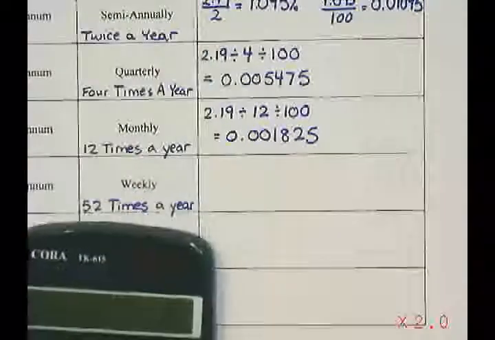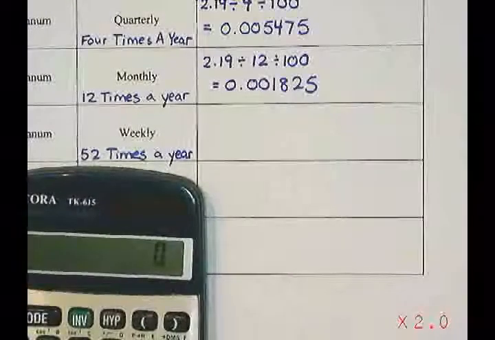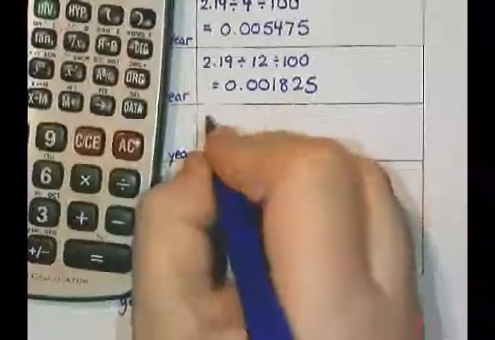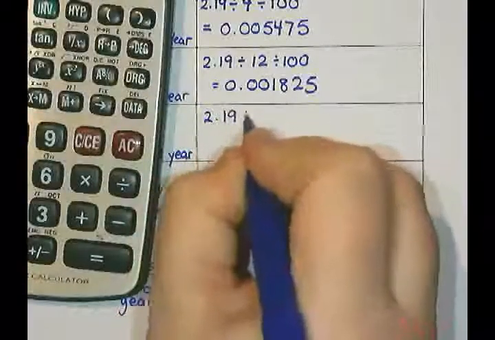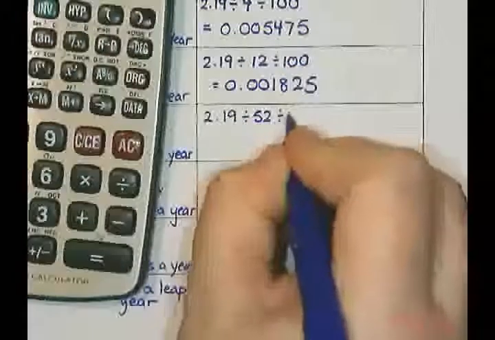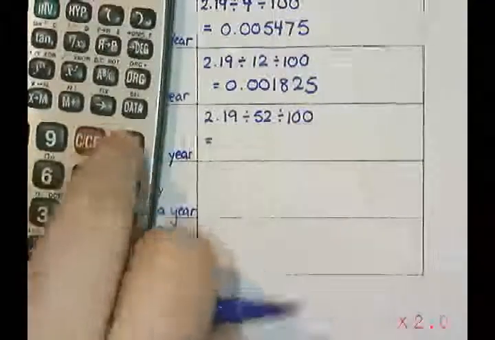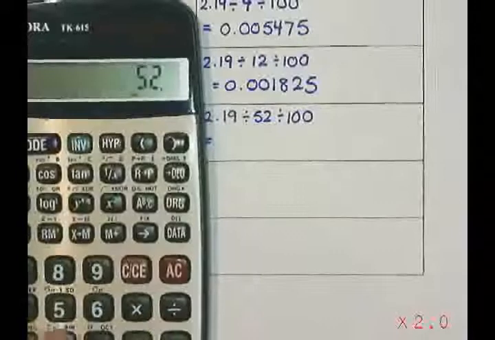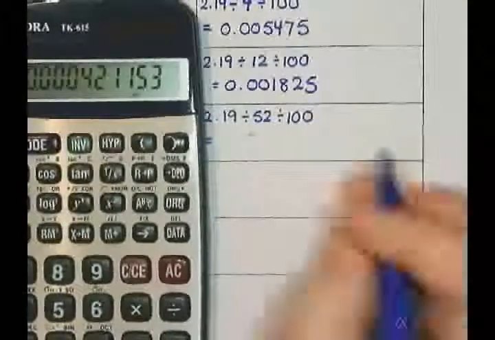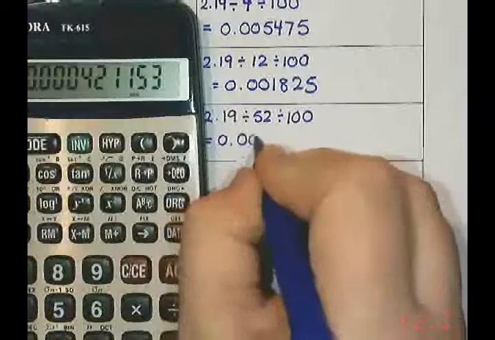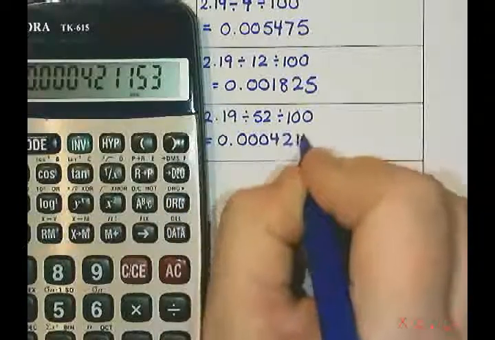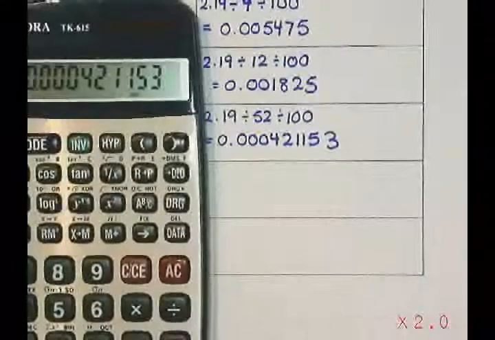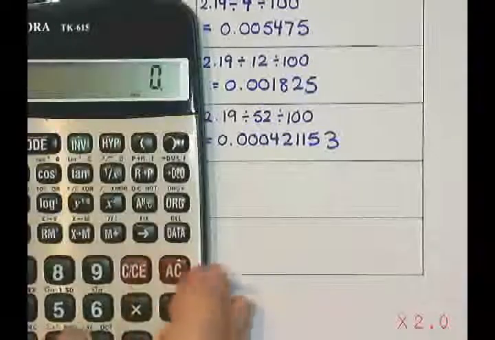All right, if it's being done weekly, that is 52 times a year. So I take that 2.19 and we divide it into 52 equal installments. And then we always divide by 100 to turn it into a decimal. So 2.19 divided by 52 divided by 100 is 0.000421153. So you want to make sure you write the whole decimal down. Do not round. Keep all the decimal places that you see on your calculator.